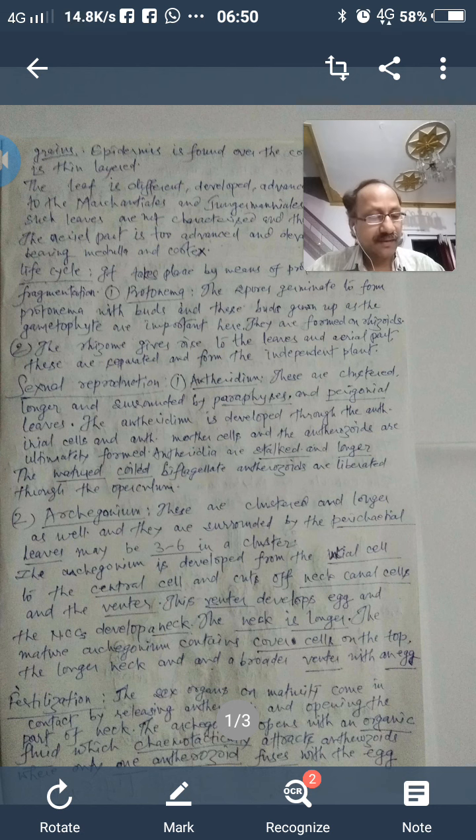The archegonium opens with an organic fluid. It is a sugar-like organic fluid which chemotactically attracts antherozoids. Biflagellate antherozoids are swimming in the water. They come in contact with the archegonium neck, where only one antherozoid fuses with the egg.